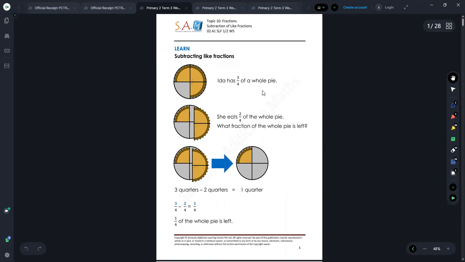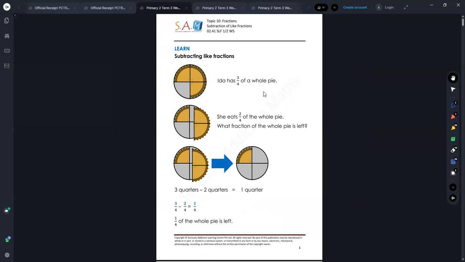For this portion, just take note that there are 2 types of questions. One is when you subtract a fraction from a whole number. Okay, so this is one thing that they need to learn. And then the other one is to subtract a fraction from a fraction. The example that you see here is to subtract a fraction from a fraction, not a whole number yet.